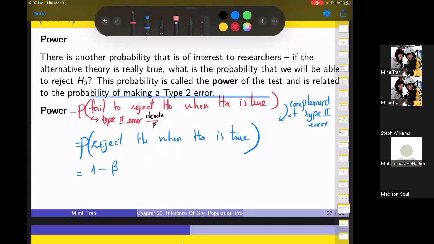And usually your power probability is large. You want your test to be powerful. You're doing the right thing. Convict a guilty person.